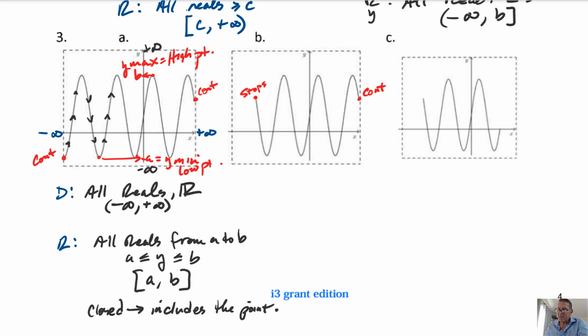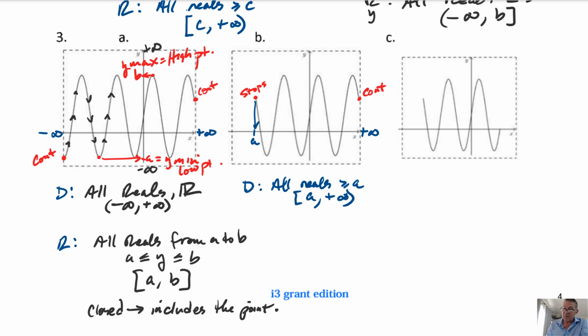Now on B it's different. The domain starts here at whatever this value is, call it A, and it doesn't stop here because it continues forever to positive infinity. So the domain is different on the second graph. It's from A, so all reals greater than or equal to A, or you can say A comma positive infinity.